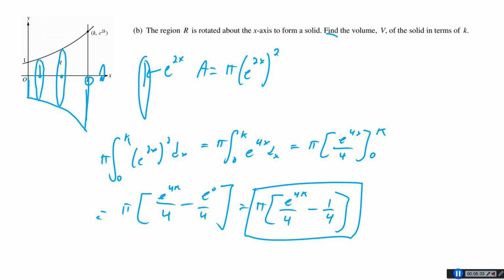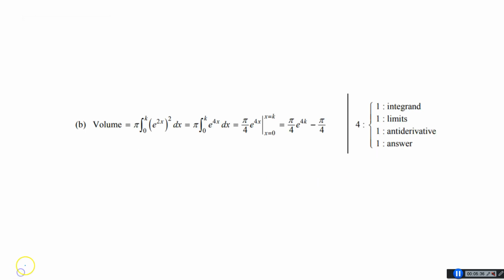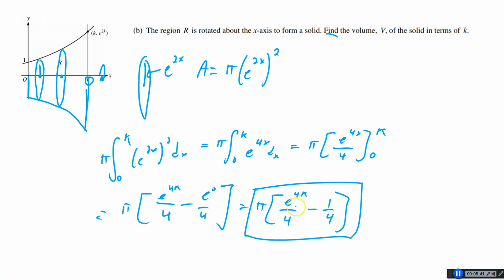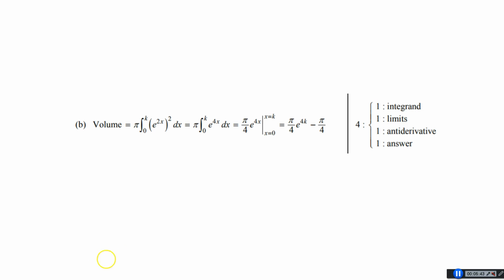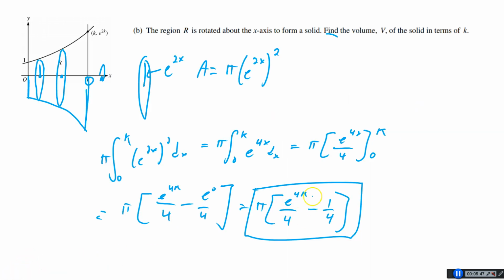If you want to distribute the pi, you could. I think they do, actually. Let's see. Yep, they do. So they have pi over 4 e to the 4k, that's this part right here, and they have minus pi over 4. But having it either way is just fine. I think for the next part of the problem, we'll probably distribute the pi anyway, but leaving it like this is just fine. So this gives the volume for any value k. The bigger k is, the bigger this is going to become. In fact, quite quickly it'll get big because it's exponential, and that'll give you the volume.